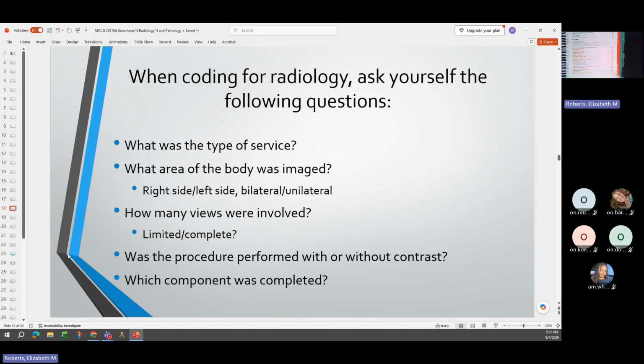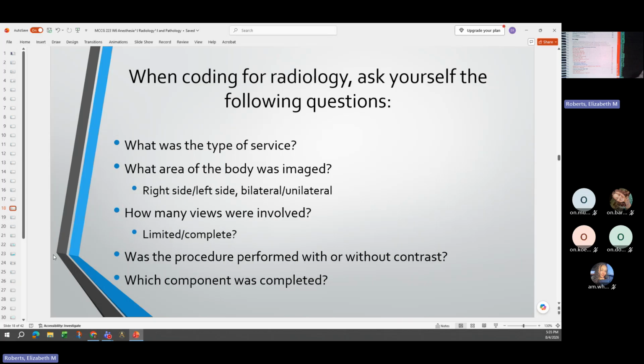Sometimes you will see the differentiator in a code description that says a limited study or a complete study, and that'll be defined by the code set as well as your documentation. Okay, next bullet down. Was the procedure performed with or without contrast? So again, this is all hopefully just kind of reminders, right?